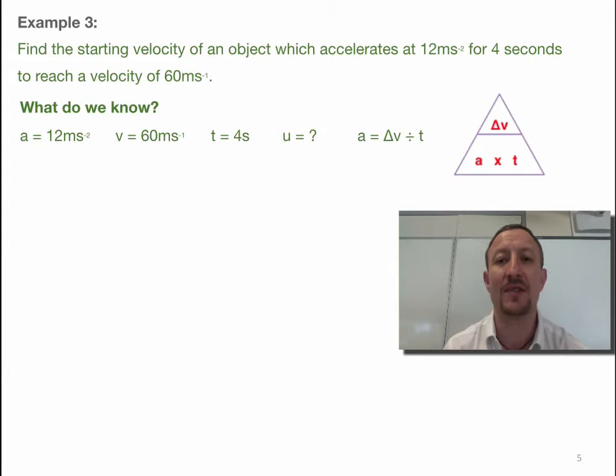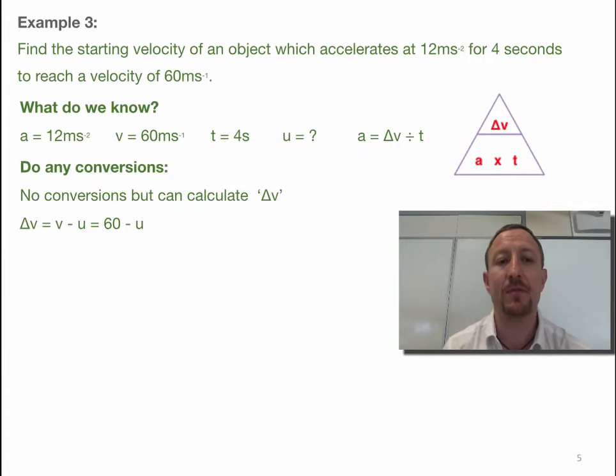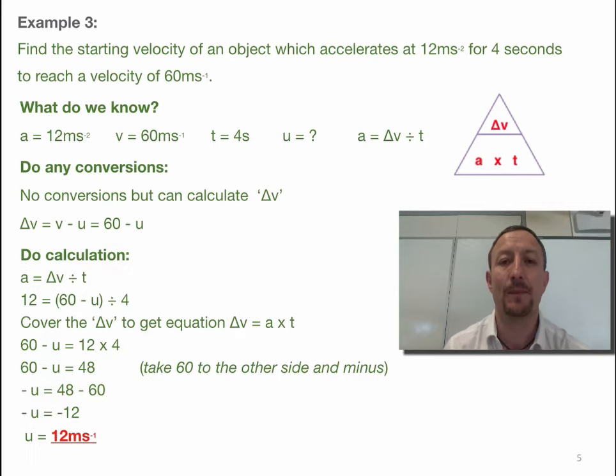So we're going to use A equals delta V over T. So let's look at our conversions. We've got no conversions, but we can substitute in for delta V, because we know that V, our final velocity, is 60. Now we don't know U, so we get 60 minus U. So we can substitute that into the formula. Alright, so here we go. A equals delta V divided by T. So all that means is we're now just going to substitute in all the values. Keep everything simple. Don't try and get clever and start rearranging straight away. Just substitute what you already know.